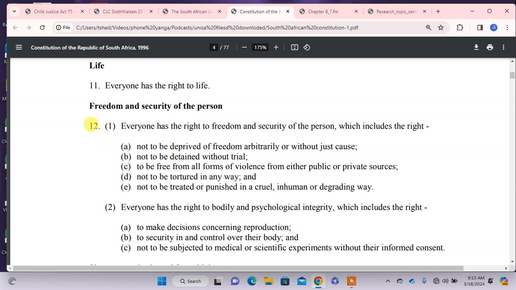which states clearly that everyone has the right to bodily and psychological integrity, which includes the right to make decisions concerning reproduction, to security in and control over their body, and not to be subjected to medical or scientific experiments without their informed consent. So a woman who is part of the surrogacy is likely to be protected by this section, which is section 12 of the Constitution. So you must note down this section. It's very important for surrogacy.